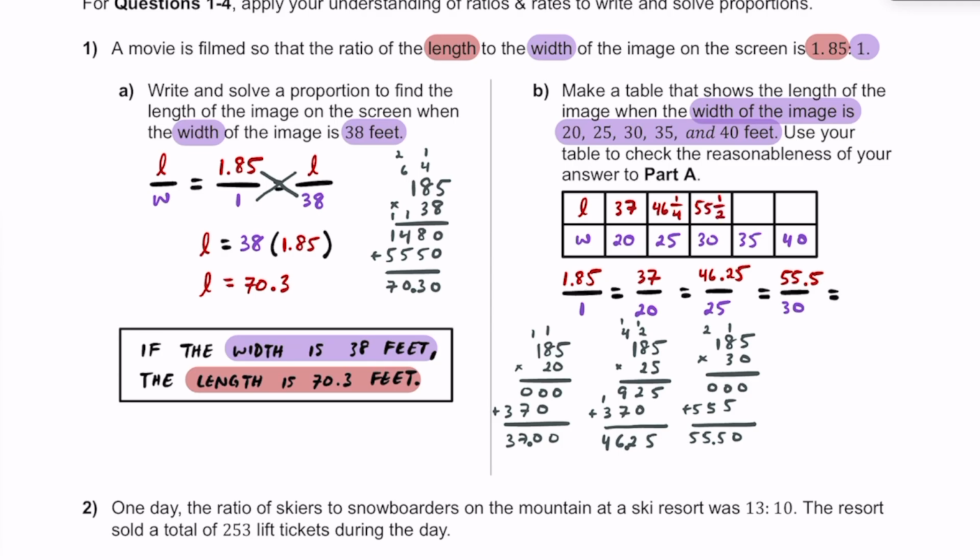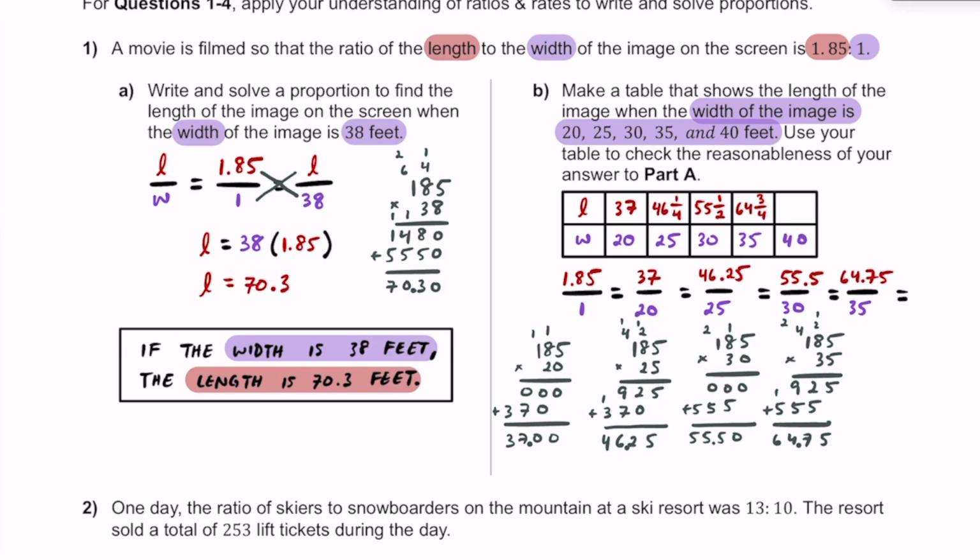Next, what about when the width is going to be 35? The width is going to be 35 here. We can just go ahead and say 1 times 35 is 35. So 1/8500ths times 35 would get us the length that we're looking for here. So let's go ahead and take this 1/8500ths, or 185. Let's multiply by 35 and just put the decimal in where it belongs. All right, so it looks like when the width is going to be 35, the length is going to be 64 and 75 hundredths, or we can say it's going to be 64 and 3/4.